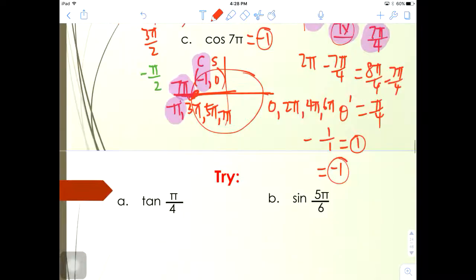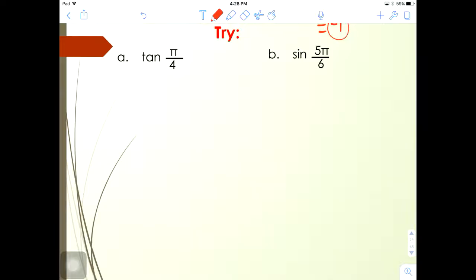There it is. Again, it is time for you to try these problems. So go ahead and pause the video and try the problems first before you look at the answer. Let's take a look and see if you guys got it right.